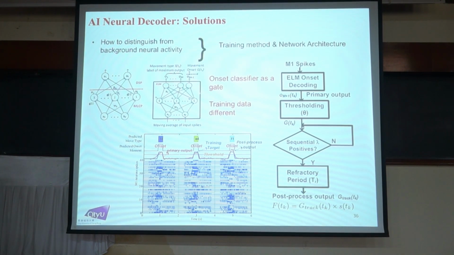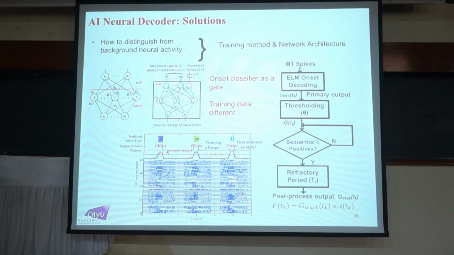So the decoder that's deciding whether it's background activity or not is like a gating mechanism that allows the system to put the data out or not. So you combine the two in this way. You can see here, this is the raw neural data, and this is the predicted onset of movement, and this is going to gate whether the output will go out or not.